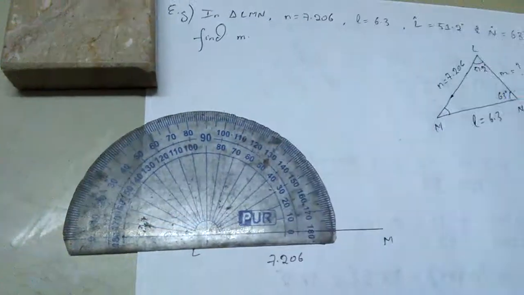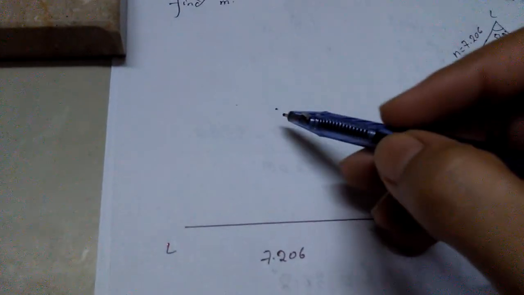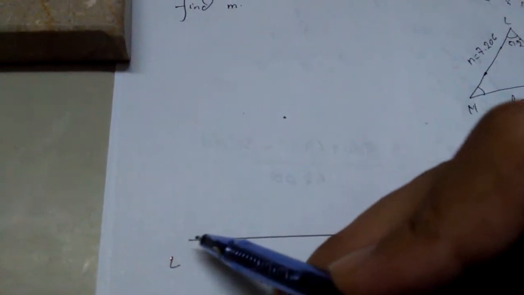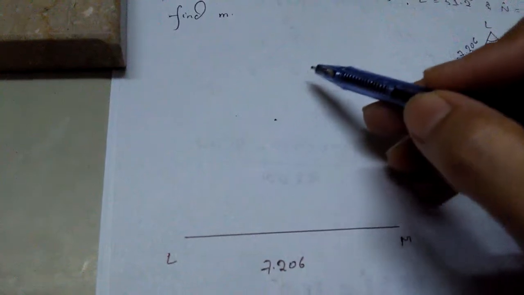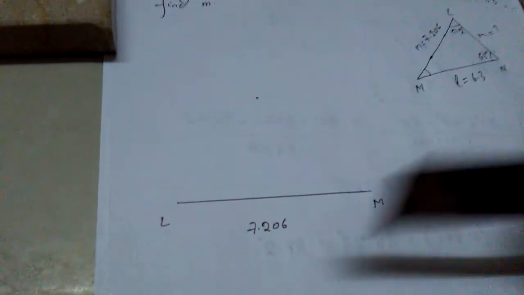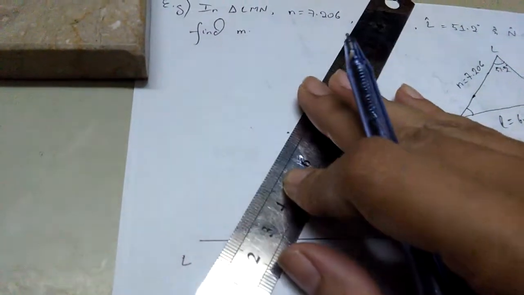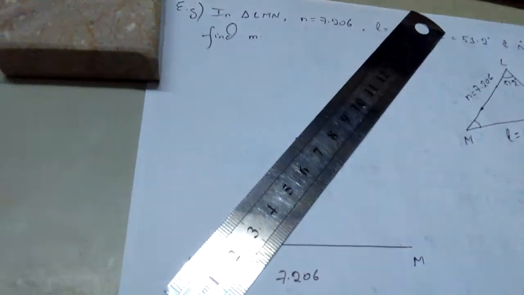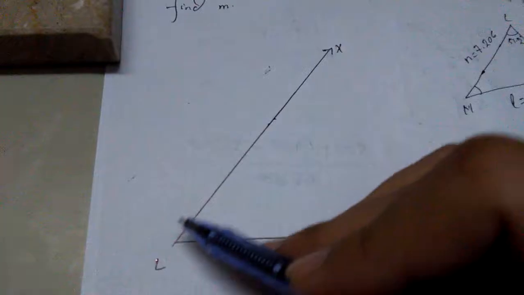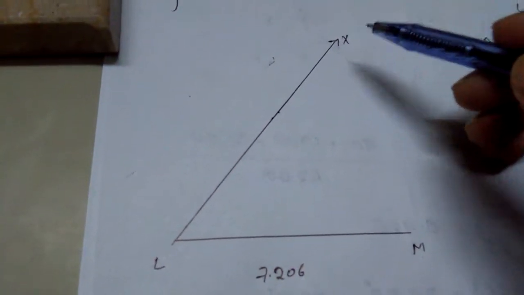Alright, that's the point I've just got, and I'm going to draw a ray starting from point L going on and on and on. So I will just draw a ray here, like this, and I just call it ray LX.